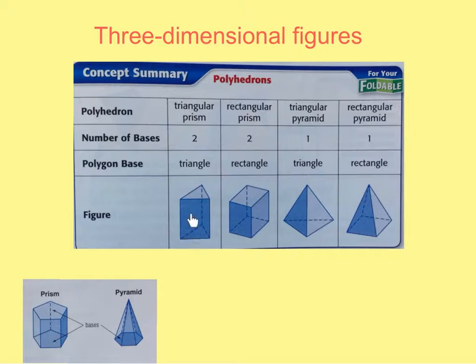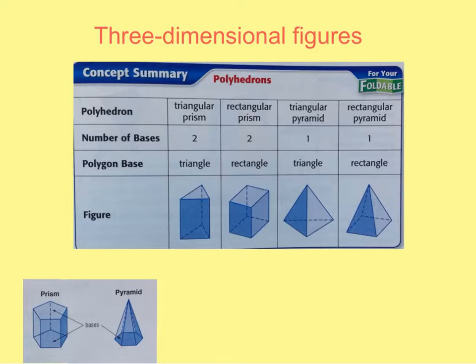So in this case, we have two triangular bases, so this is a triangular prism. Whereas this one has one triangular base, comes to a point, that's a triangular pyramid. Here we have two rectangular bases, and that's going to be a rectangular prism. A rectangular base would be a rectangular pyramid because it only has one base.